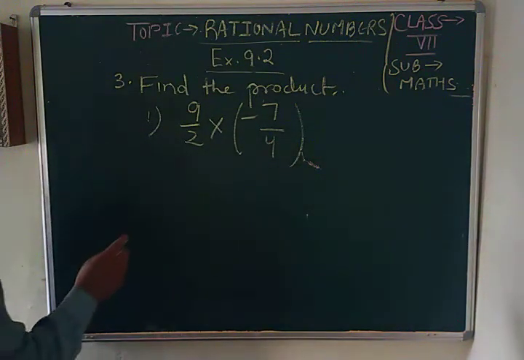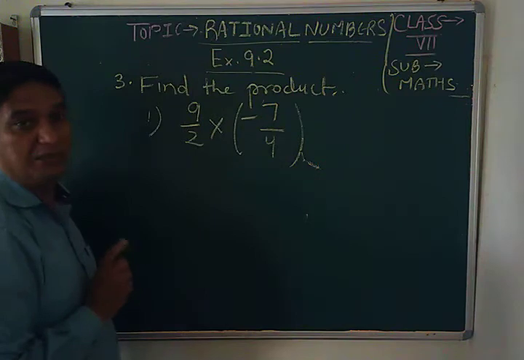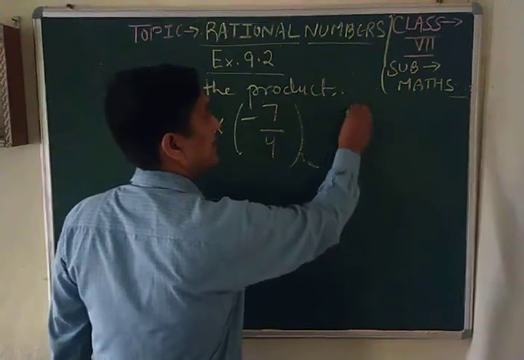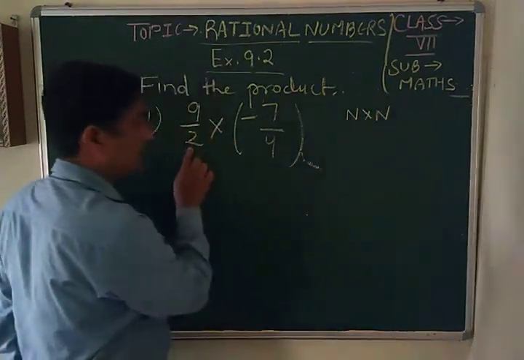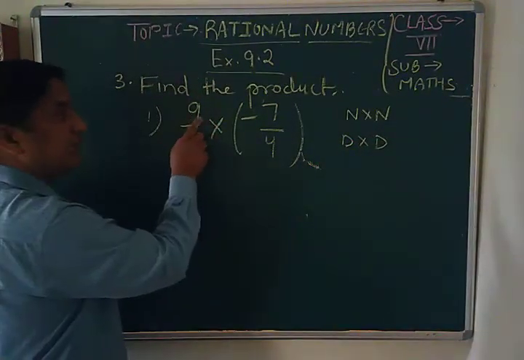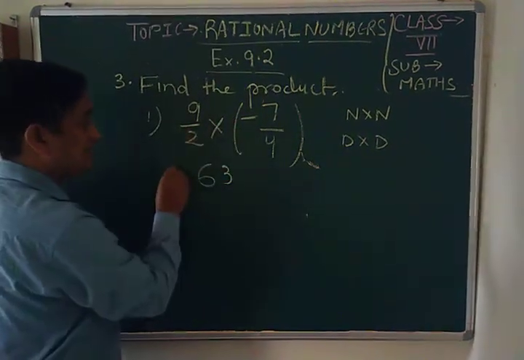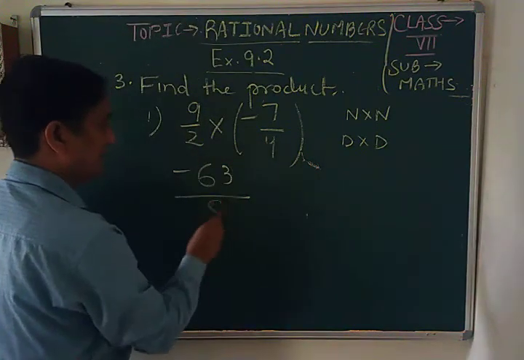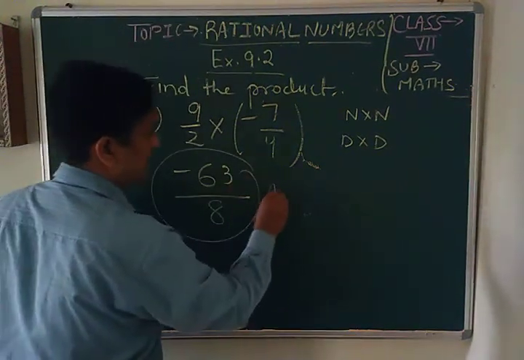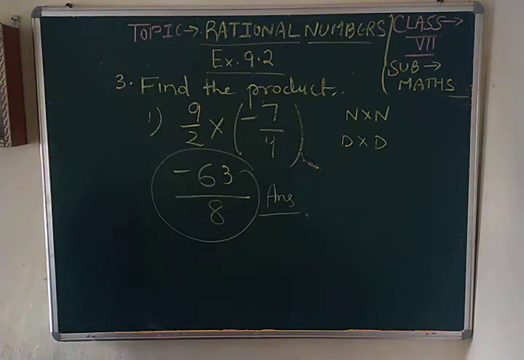Now children, if we want to multiply rational numbers, you have to keep it in your mind. Numerator is multiplied by numerator and denominator is multiplied by denominator only. Now multiply 9 7s are 63, plus minus is minus. 2 4s are 8. And they are not divisible, so this is your answer. Minus 63 upon 8 is our answer.